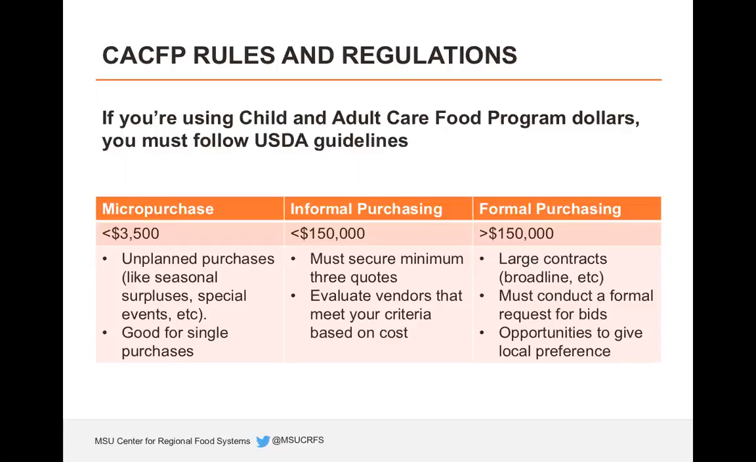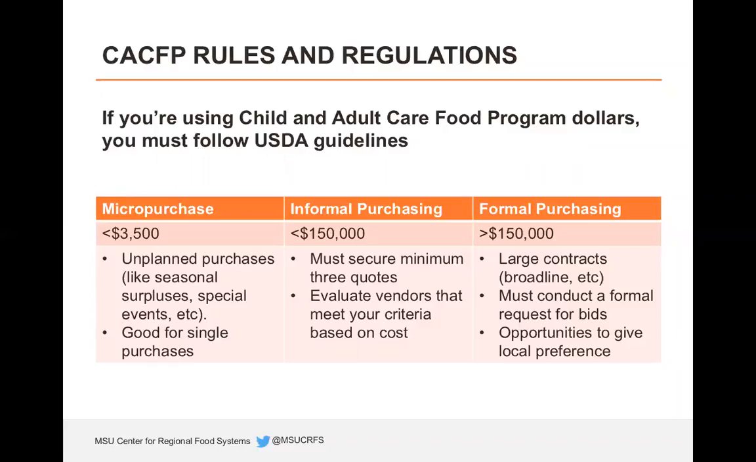In the last webinar, we also introduced the micro purchasing threshold. This is for single transactions under $3,500. And for these, you can purchase as one-time transactions without procuring multiple quotes. This threshold is meant to help providers take advantage of unplanned purchases. So for example, sometimes in the height of the season, farmers may offer a deal on a crop they have a surplus of, or may offer seconds at a discounted rate.